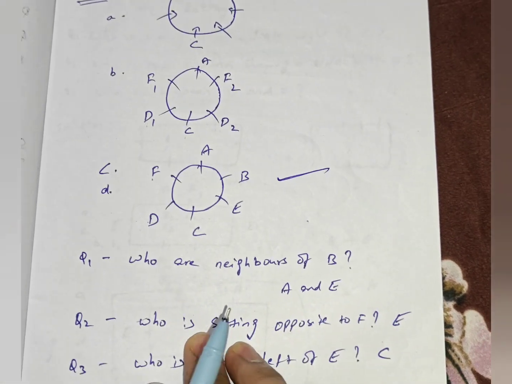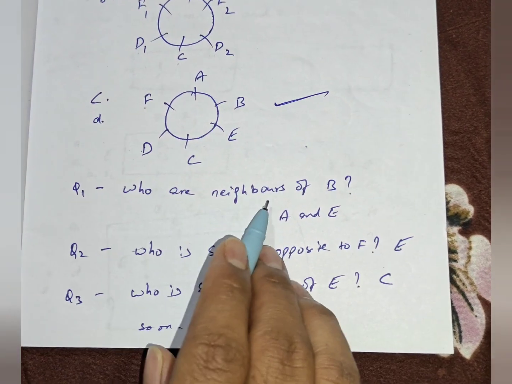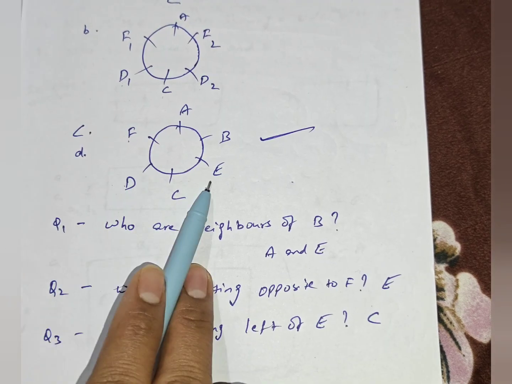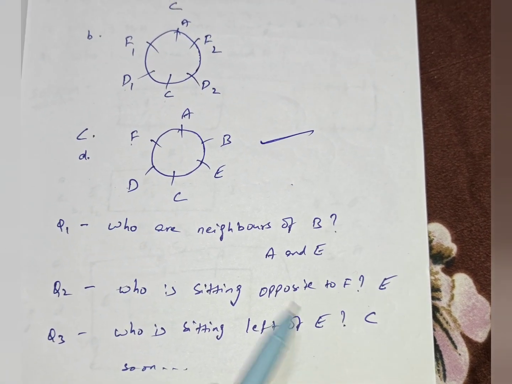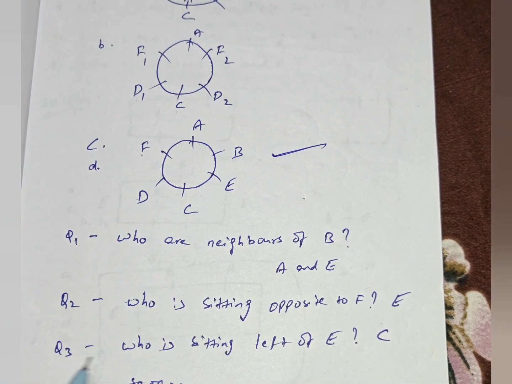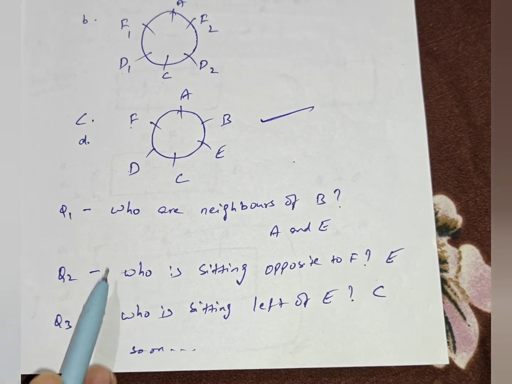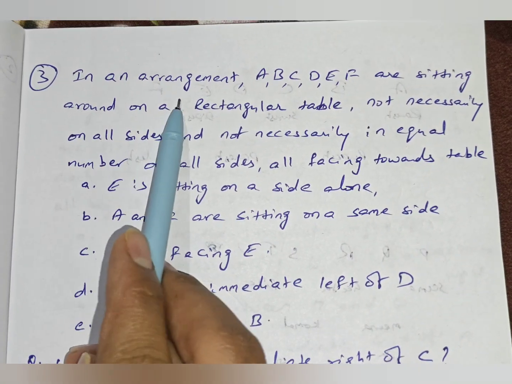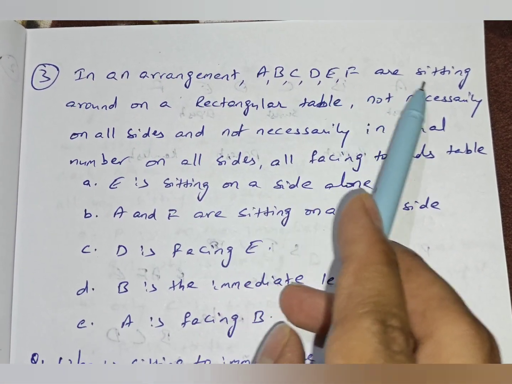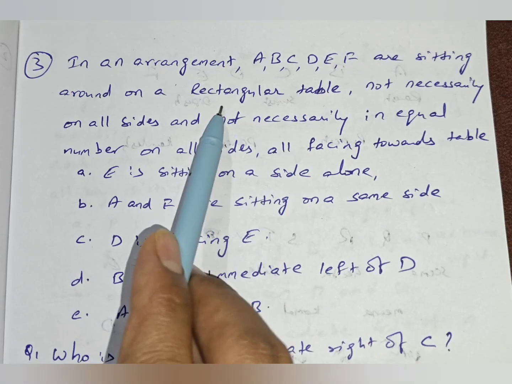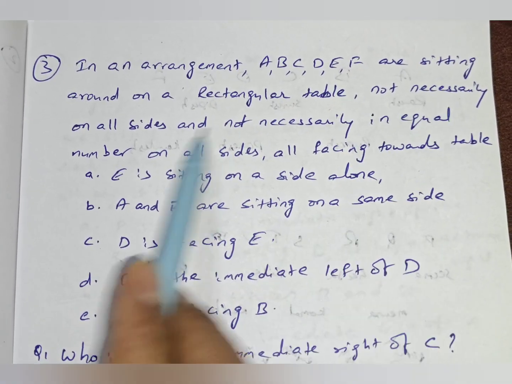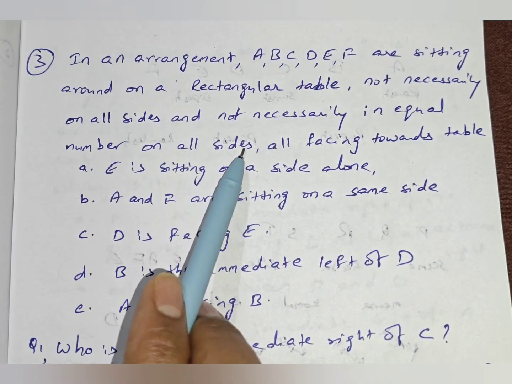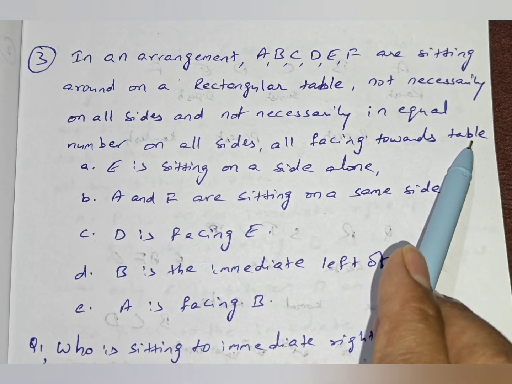With this, let us try some questions. Who are the neighbors of B? That is A and E. Who is sitting opposite to F? That is E. Who is sitting to the left of E? That is C. And so on, we can solve any kind of questions using these arrangements. Now let us go to the next problem. In an arrangement, A, B, C, D, E, F are sitting on a rectangular table, a rectangular arrangement, not necessarily on all sides and not necessarily in equal number on all sides, and all are facing towards the table.